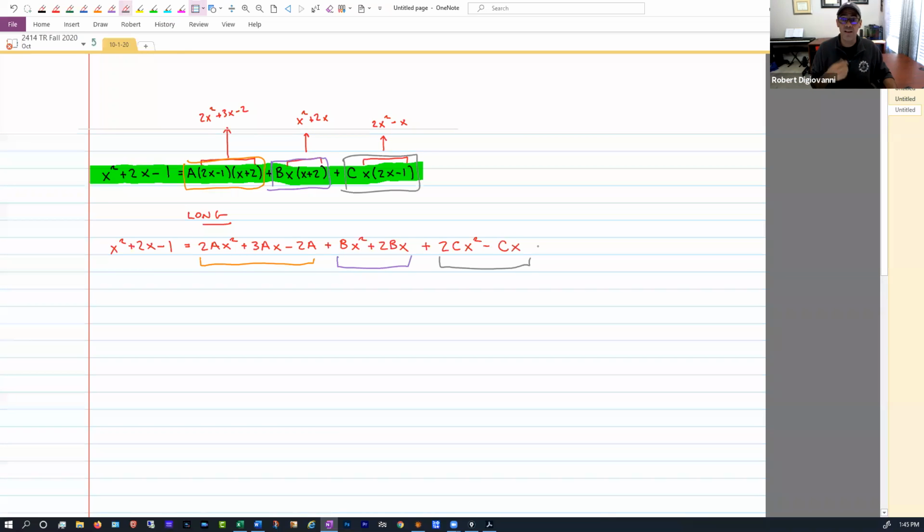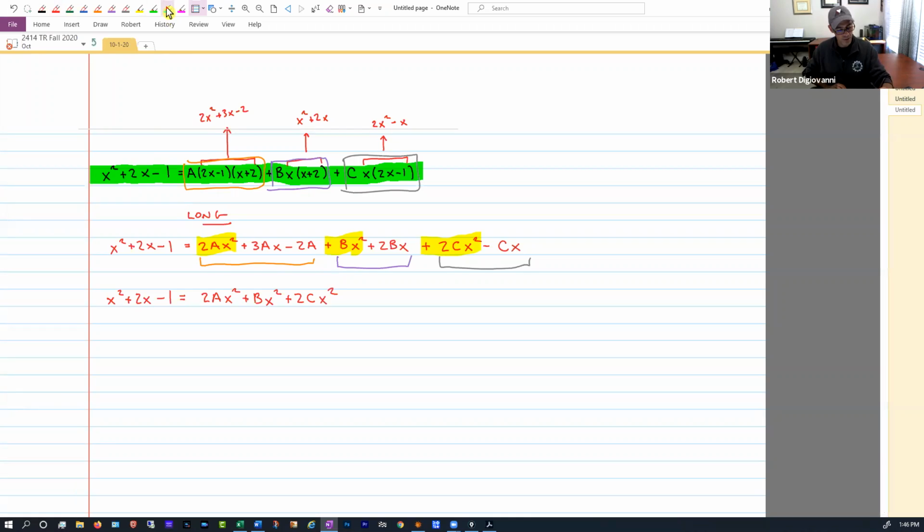Now what we're going to do is collect like terms. Like terms means we have the same variable raised to the same power. So in other words, let's get all our x squareds together. I have an x squared term there, there, and there. I'm going to put all those together up front: 2ax squared plus bx squared plus 2cx squared. Okay, that's everything in yellow.